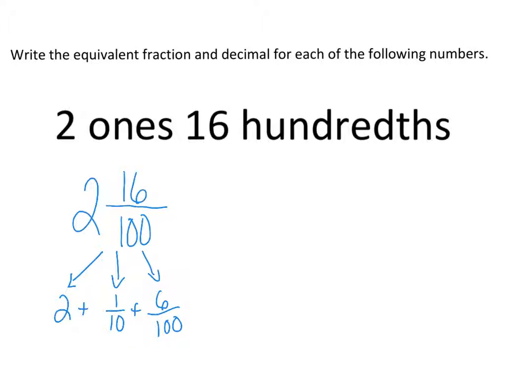But now what we want to do is show that 2 and 16 hundredths is equivalent to what decimal? Well, we know we have 2 wholes, so we're going to put 2 to the left of the decimal. And we know that the 6 is in the hundredths place. We have 1 in the tenths and 6 in the hundredths. So 2 and 16 hundredths. This is how they are equivalent.